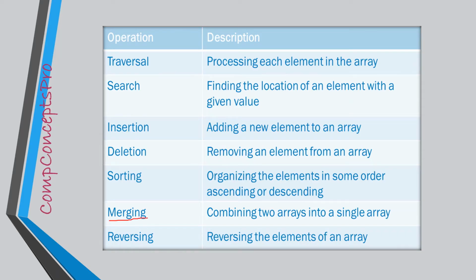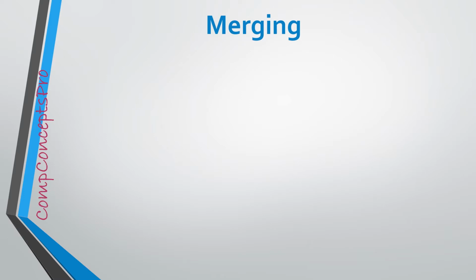Merging refers to combining or copying the elements of two arrays. This can be carried out in two ways. First, we can copy all the elements of one array at the end of another array, or we can copy the elements of both the arrays into a third array.